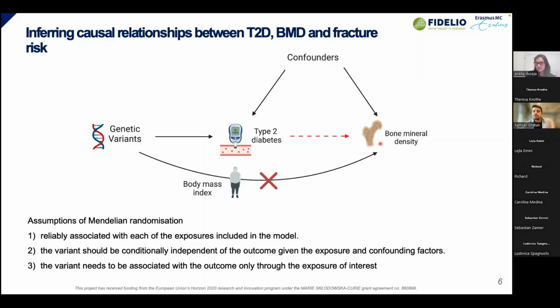And this is especially true in our case, right, with type 2 diabetes and body mass index, because a lot of the genetic variants that affect type 2 diabetes also affect body mass index, which can also affect bone mineral density through mechanical loading. And this violates the assumption, right, and this can give you wrong results. So this is something you really need to be on the watch out for, which we will be in the study.